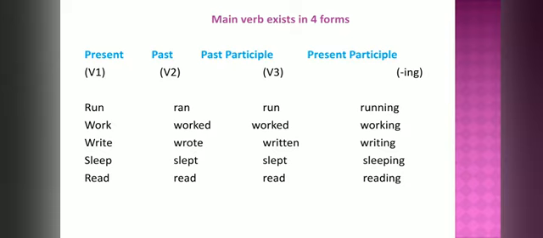Say for example, run. The present form of the word run is run, past form is ran, past participle form is run, and present participle form is running. So run, ran, run, running, like that. Work, worked, worked, working. Write, wrote, written, writing. Sleep, slept, slept, sleeping. Read, read, read, reading.